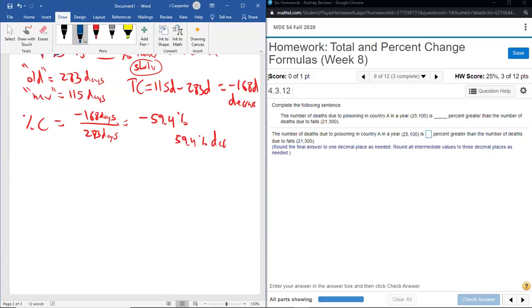So the number of deaths due to poisoning in country A in a year, 25,100, is blank percent greater than the number of deaths due to falls. No, they're not comparing country A to country B. They're comparing deaths due to poisoning versus falls. But the same idea, this is a category A and a category B. So which one are we going to call old and new? The number of deaths due to poisoning is blah, blah, blah % greater than the number of deaths due to falls. So that tells us that the number of deaths due to falls is our baseline. That's our old. And then poisoning would be the new.